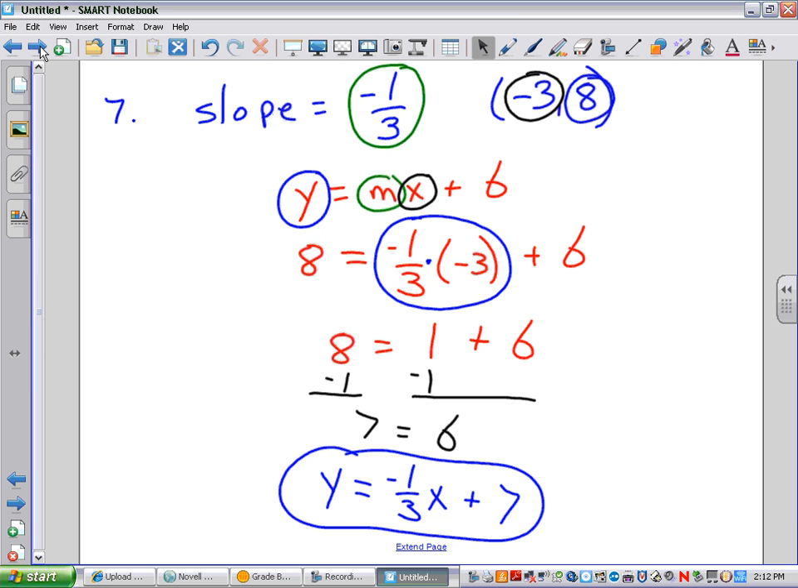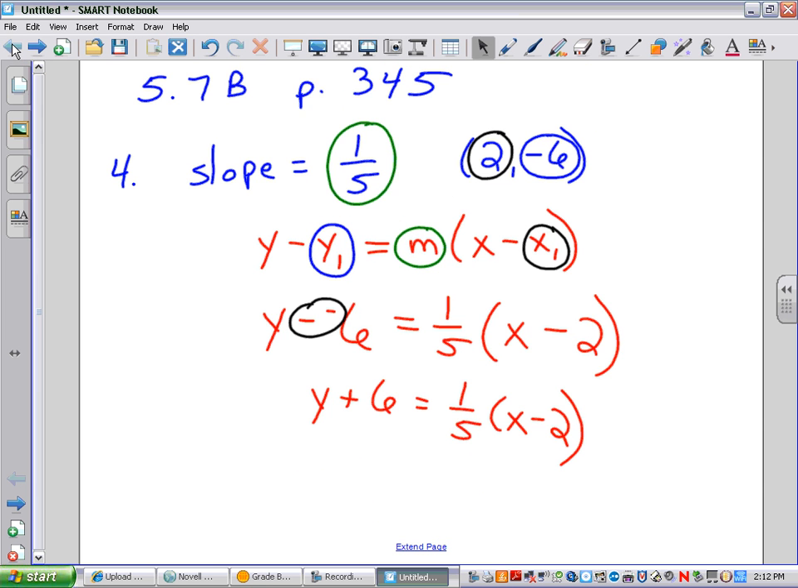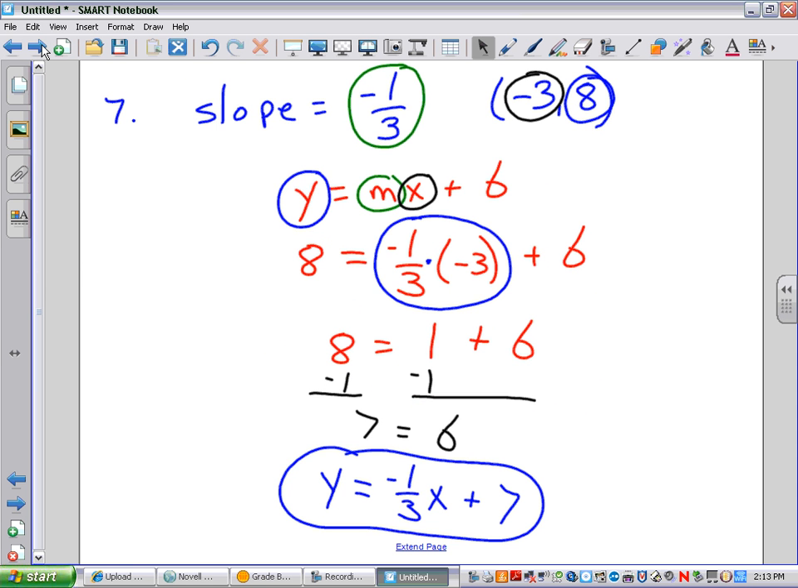Notice your answer has one x and one y in it. If you look back at the previous problem, this was my answer, and it also has one x and one y in it. So that's what's in common with all of these problems. So you have 12 problems. You have 6 of them to do it one way. This, like number 4, point slope form. The other 6 will be done like number 7, slope intercept form.